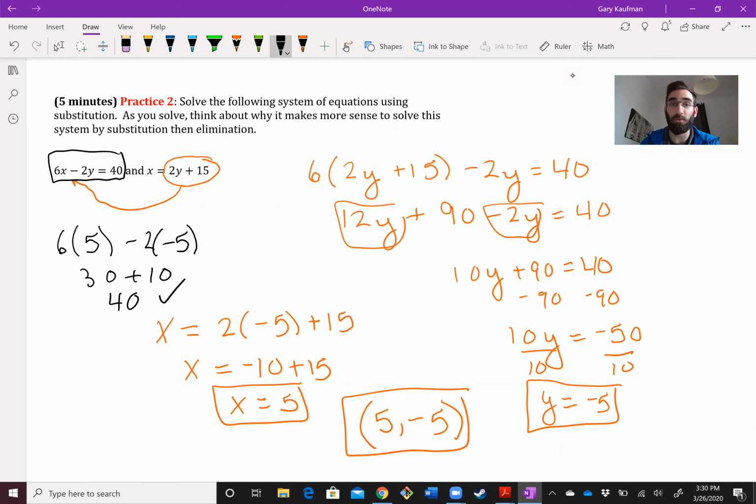So I know it's going to work. It's just that little extra just to check. And again, this makes sense to use substitution because we already have an isolated variable.